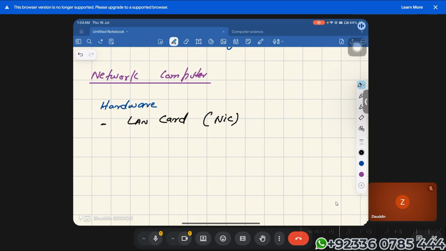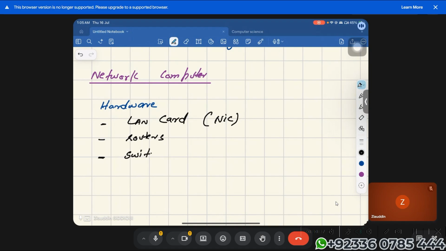Once you install this card in your device, it is going to provide a unique MAC address to that device, which was given to the NIC at the time when it was manufactured. We are going to talk about all these things in detail. Right now, we are just listing them. Routers are another device. If you want to connect your network to the internet, that is not possible without a router.